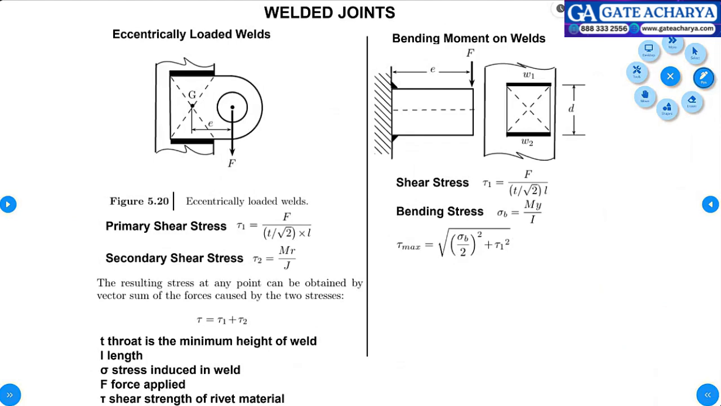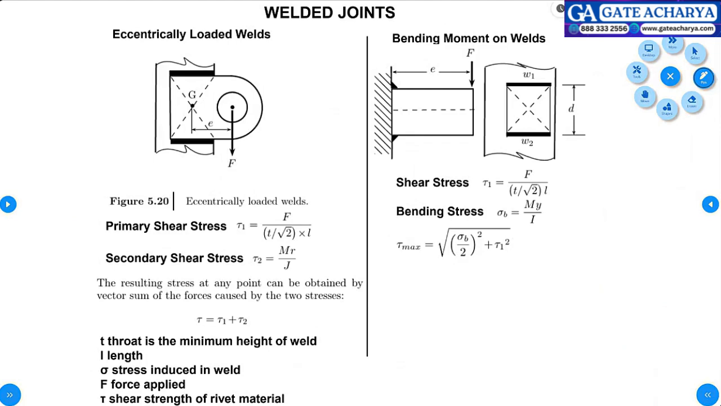See, I'm having a weld here. I'm going to apply a load like this, so it is going to break like this. This is called primary shear, that I've shown here. Same expression, F divided by t by root 2 into L. Instead of t, we are putting t by root 2, because that is the very critical region, the throat region.